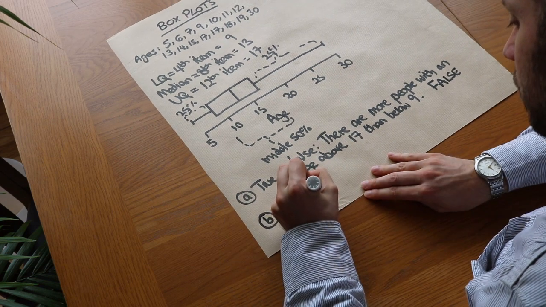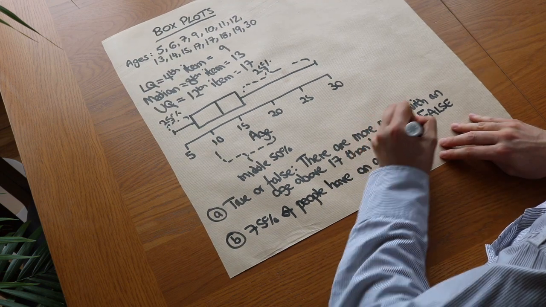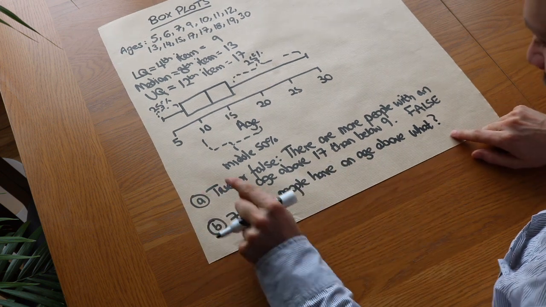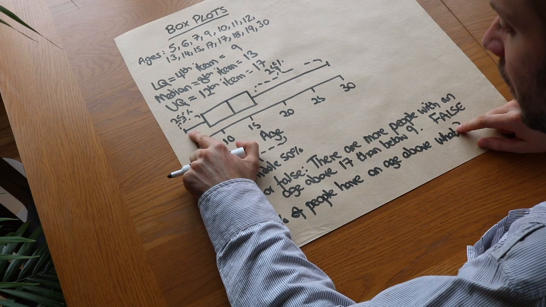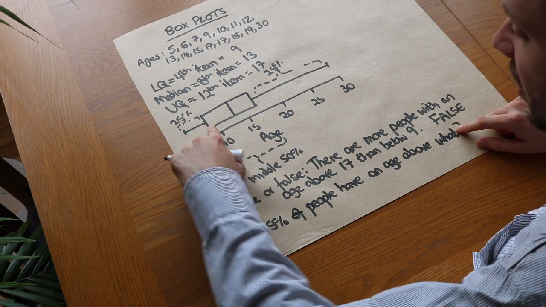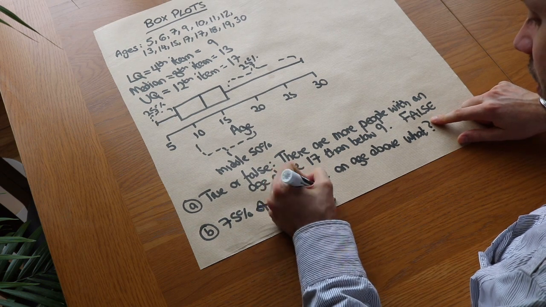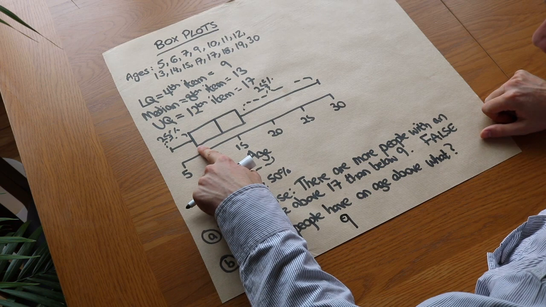75% of people have an age above what? Well, if 25% of people have an age above a particular value, that means we must be 25% along the data. So 25% along the data, we get to here, and we can see that's an age of 9. So the answer would be 9. We know that 75% of the data is above the lower quartile, which is here.